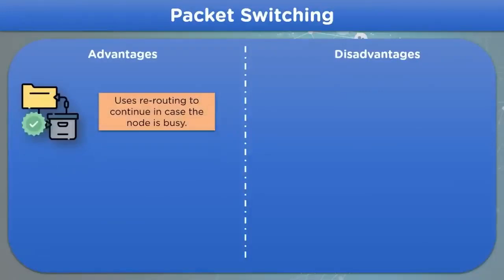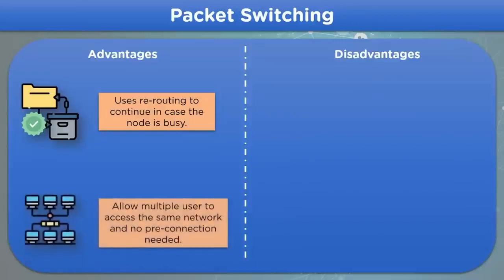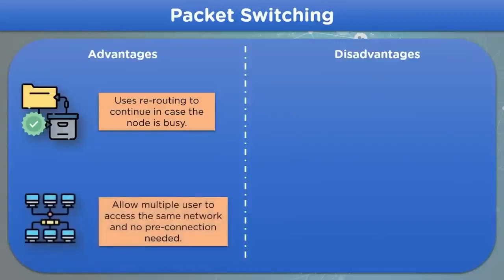Now let's look into some details regarding advantages and disadvantages of applying packet switching. An advantage of using packet switching is that it provides rerouting in case the network node is busy. It also allows multiple users to access the same network and no predestined path is needed.